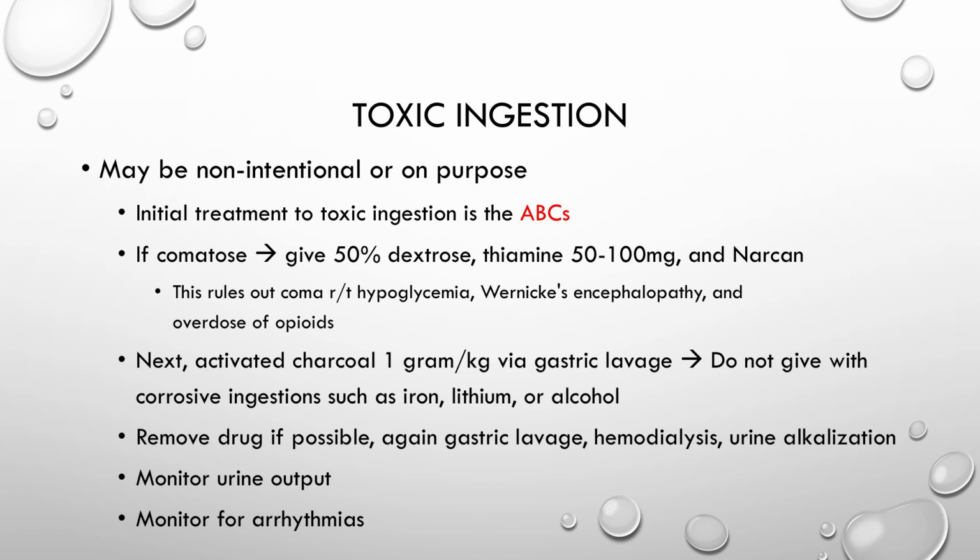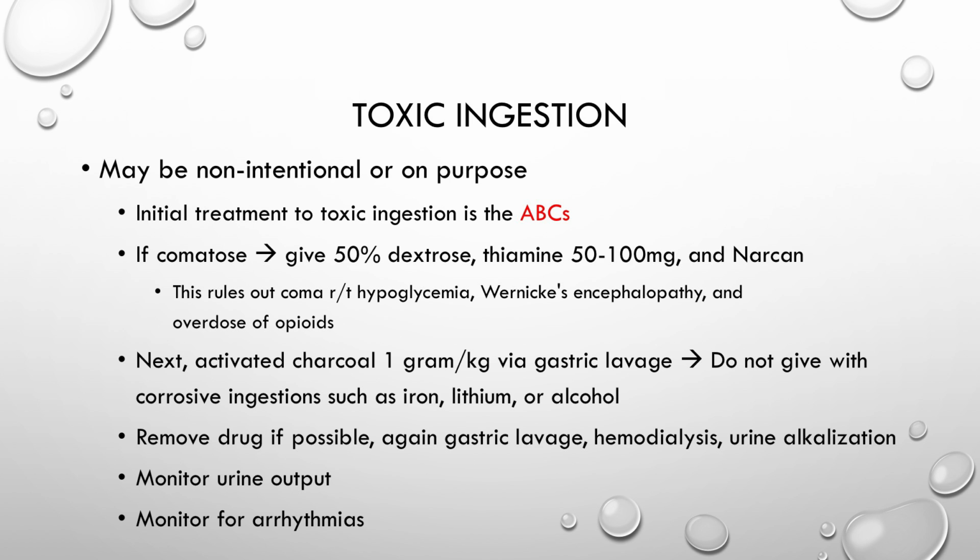Initial treatment for toxic ingestion is the ABCs, just like in the trauma. So the airway, breathing, and circulation. If the patient is comatose, we're going to give 50% dextrose, thiamine, and Narcan. This rules out hypoglycemia as the cause, Wernicke's encephalopathy as the cause, and overdose of opioids.